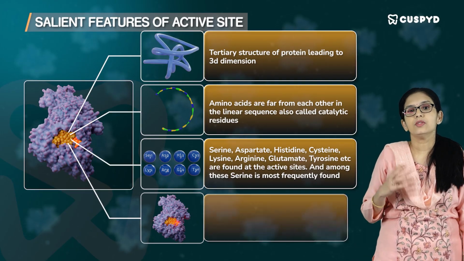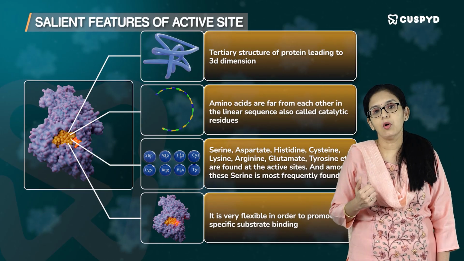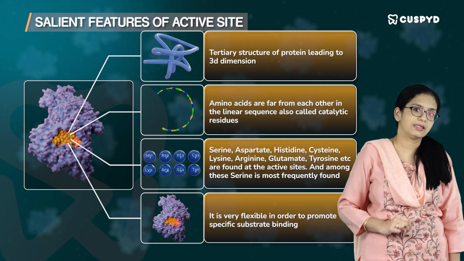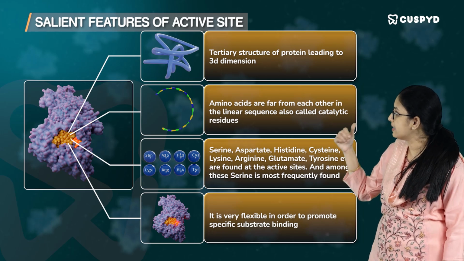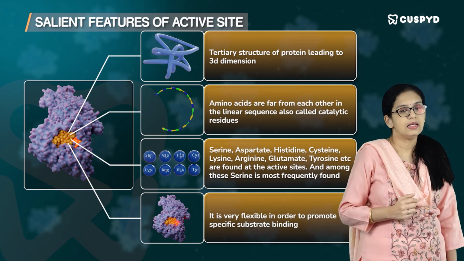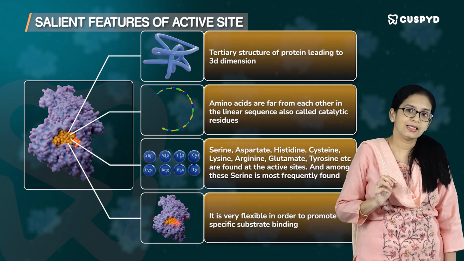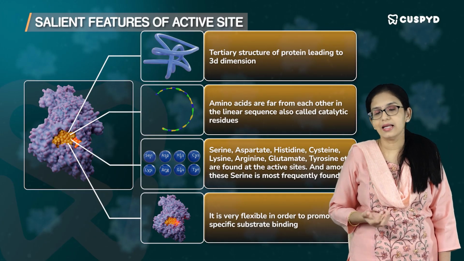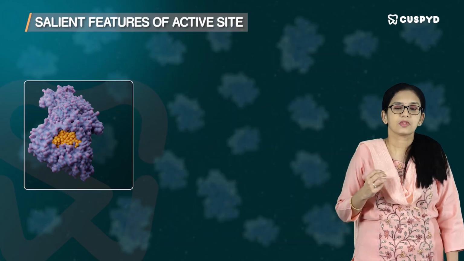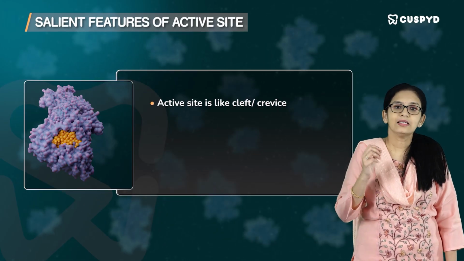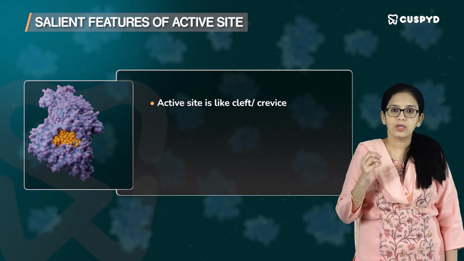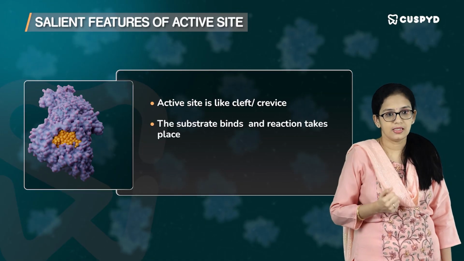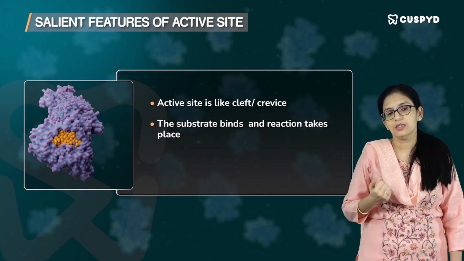The active site is very flexible, to promote the substrate binding. The active site possesses two sites, that is, a substrate binding site and a catalytic site. The substrate binding site is a site to which the substrate comes and binds, and the catalytic site helps in catalysis. The active site is like a cleft or a crevice. So here in the cleft or the crevice, the substrate comes and binds and the reaction takes place.